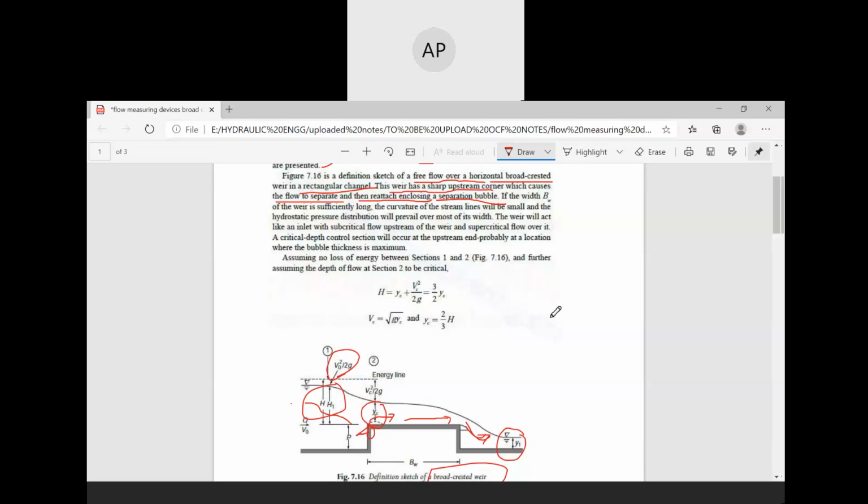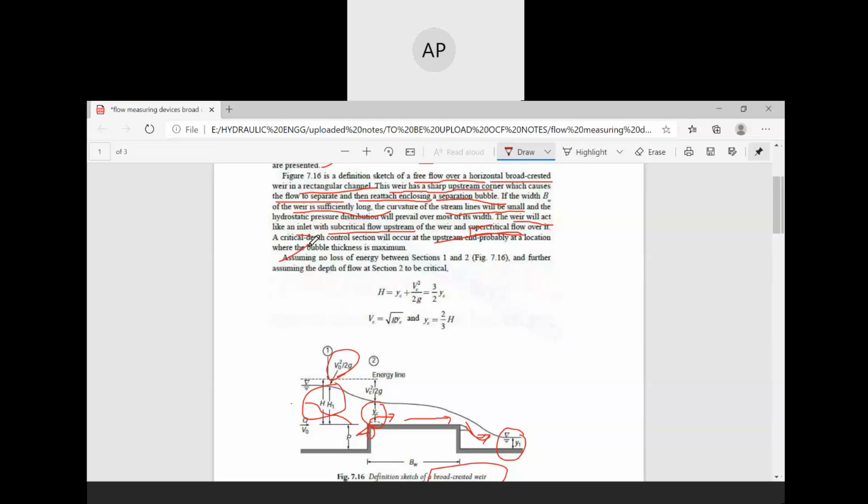If the width Bw of the weir is sufficiently long, the curvature of the streamlines will be small and the hydrostatic pressure distribution will hold almost over its width. So the weir will act as an inlet with subcritical flow in the upstream direction and supercritical flow in the downstream direction. A critical depth control section will occur at a location where the bubble thickness is maximum.